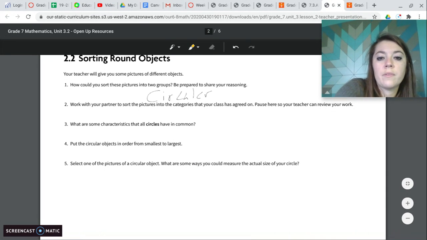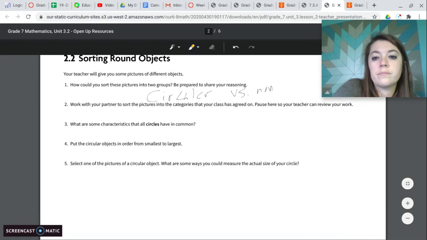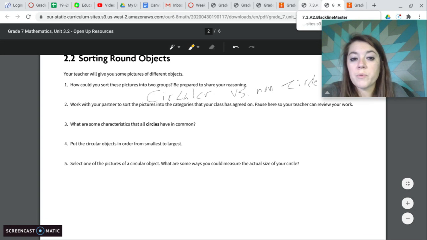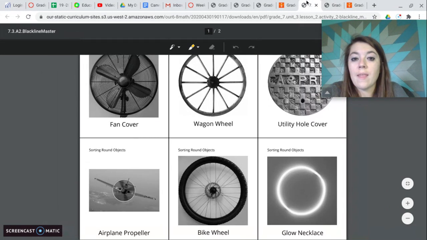Circular versus non-circle. So some of these are perfect circles, others are not quite so much. So we could take and work on sorting them.